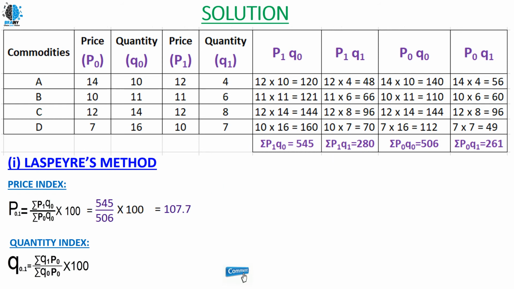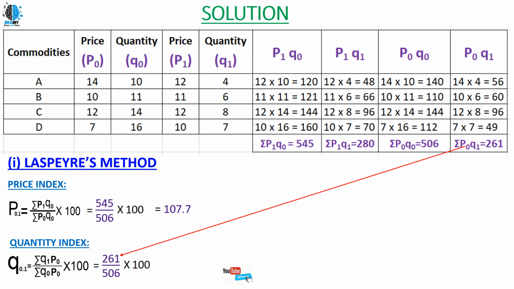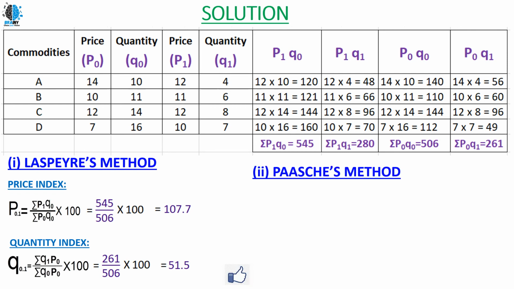In the same way, the quantity index is Q1 P0 divided by Q0 P0, into 100. So here the values I have are 261 divided by 506. If I do the calculation, I get 51.5. So these are my price index and quantity index under the Laspeyres method.